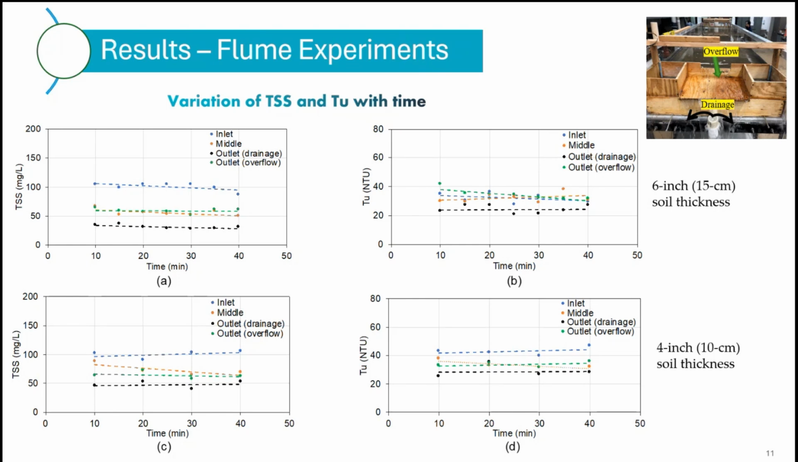On the right side, top right side, basically, you have the turbidity. You see the reduction of turbidity, but it's not very consistent compared to what we have for the TSS. So the top two figures show the result for the 6-inch thickness of the material. The bottom 2 are for 4 inches. So both of them show promising results for reducing TSS, but obviously the 6-inch is showing better performance. Next slide, please.